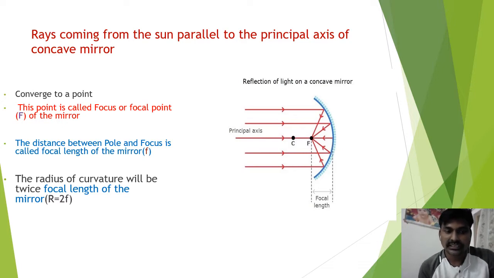converging point is called the focus or focal point, and we denote this focus or focal point with capital letter F. The distance between pole and focus is called the focal length of the mirror, and we denote it with a small letter f, and the radius of curvature will be twice the focal length of the mirror. So that's why we write capital R is equal to 2f.